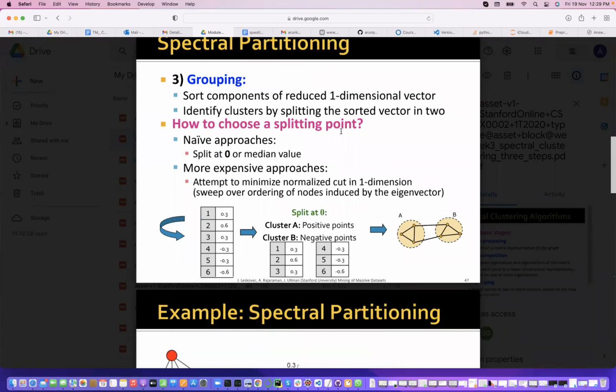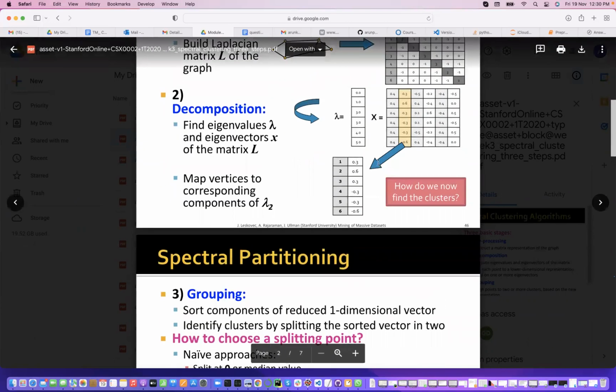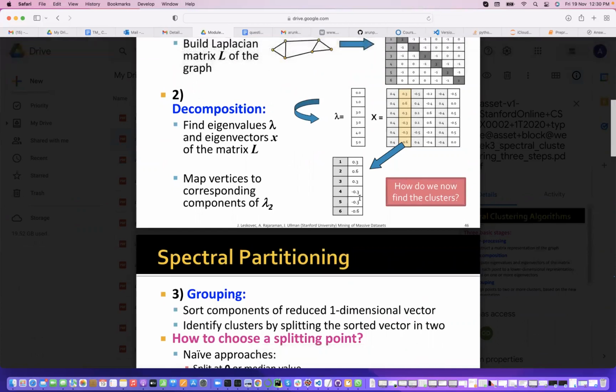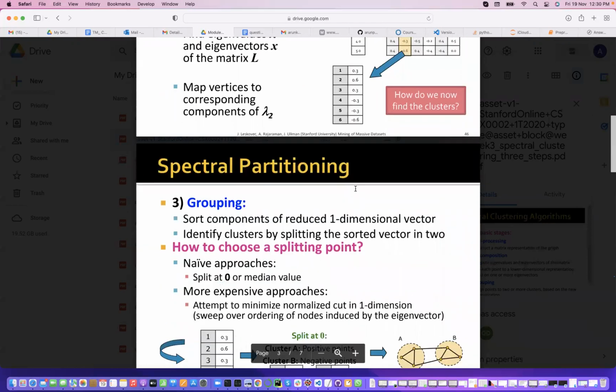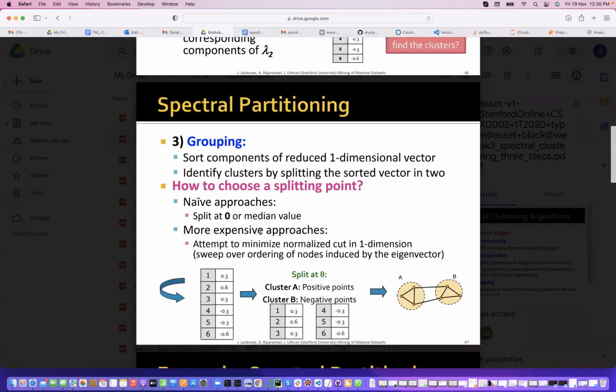Now, how to choose a splitting point? So naive approaches split at 0 or at the median value. So one way, wherever you get 0, split there, at 0, or split at the median. What is the median value?